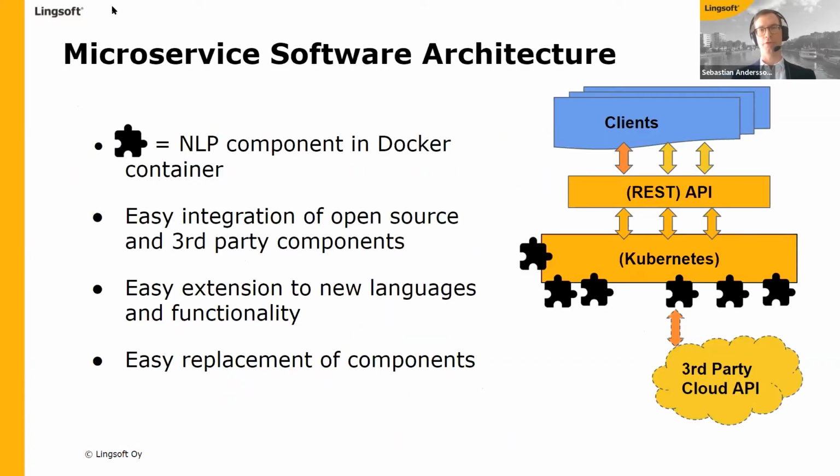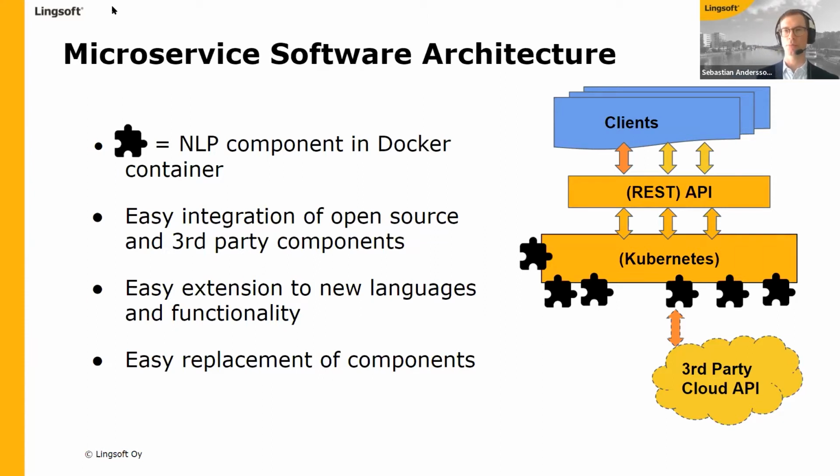So in a microservice architecture, you basically package your NLP components, your speech and language technology, into these Docker containers. And then you have a platform that orchestrates these containers. Kubernetes is a common option. And this type of architecture makes it very easy to integrate open source components, third-party components. You can easily add new languages and functionality, provided that you find a tool that does what you like. And you can also easily replace outdated components when you find a better one.